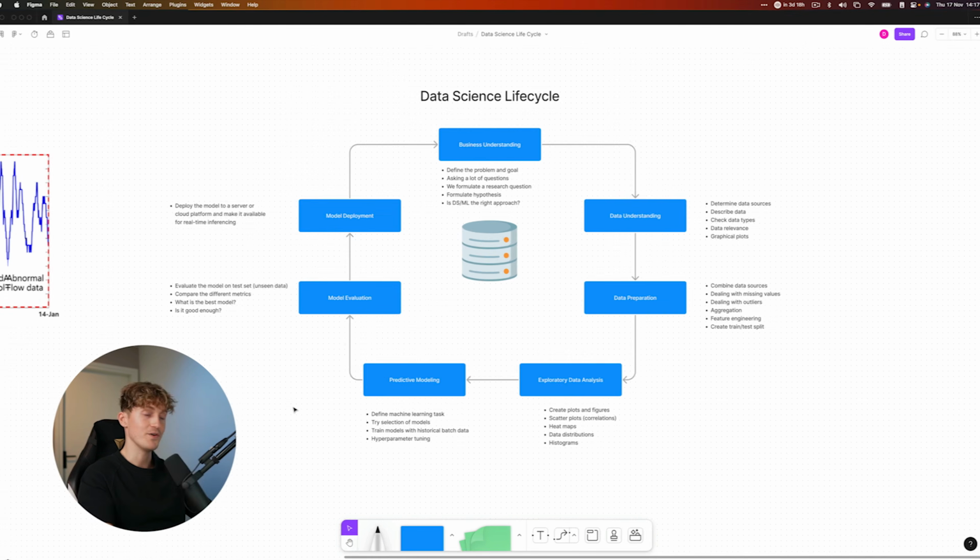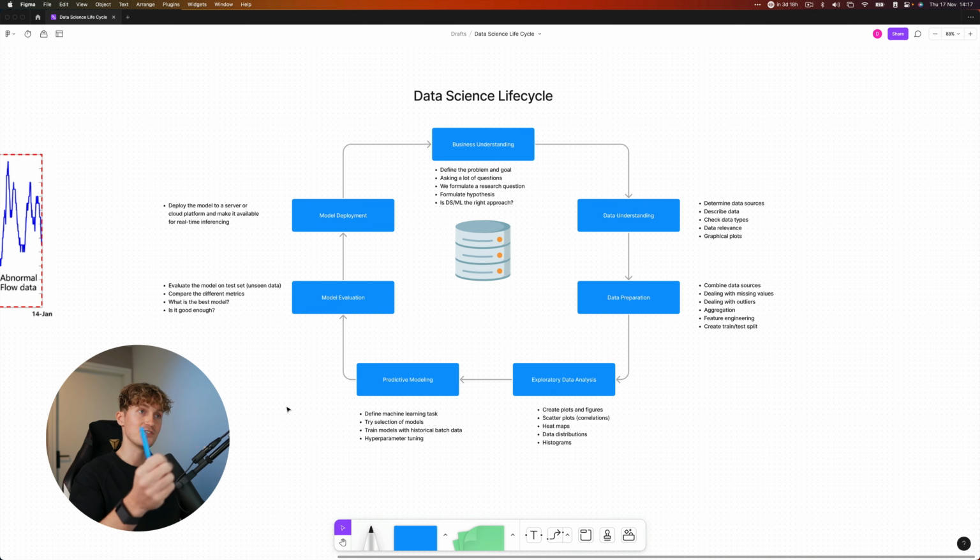Okay, so by now I hope you have a better understanding of what the data science lifecycle is and how you can apply it to your projects.